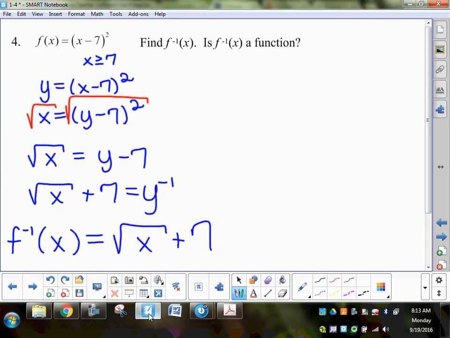But we do have to go through and place some constraints on this. You need to make sure that you indicate, well, and we did it. We did our domain restriction in the beginning up here, that the x would have to be greater than or equal to 7.